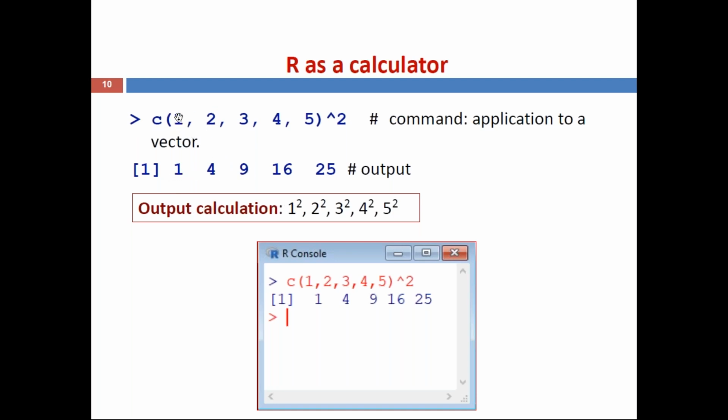So how will it be computed? 1 power 2, that is 1 square, comma 2 power 2, that is 2 square, comma 3 power 2, that is 3 square, then 4 power 2, 4 square, then 5 power 2, 5 square. The output is 1 square is 1, 2 square is 4, 3 square is 9, 4 square is 16, 5 square is 25. This is the output. So you can execute this command.